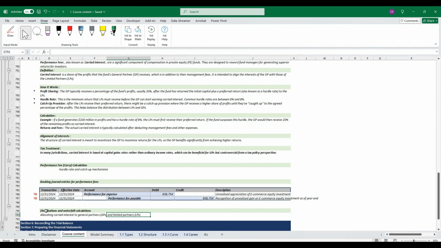And after we book the entries, there will be a distribution. That will happen next year. Right now, we set up this performance fee as payable. And next year, this amount will be paid to the GP, and there will be distribution entries. Again, I have all these details in my fund compensation mini course.